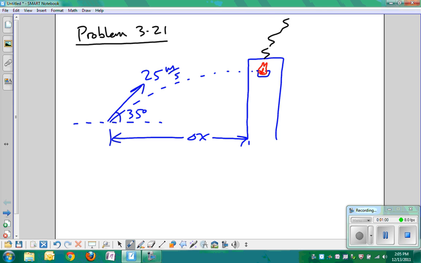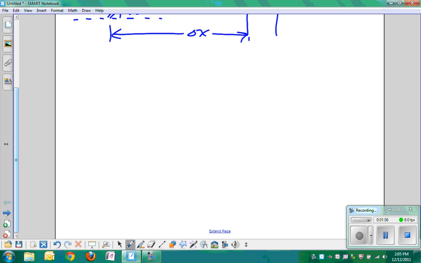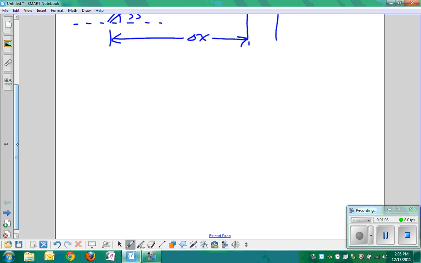Okay? So does anybody have any ideas on how to approach this problem? Well, let's start with what we can write down. We'll write down what we know. So there's our D. Now the knowns and the unknowns.